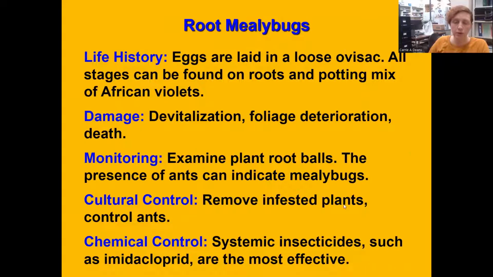And if you do find infestation, obviously remove infested plants and try to use clean soil to make sure that you're not transferring or allowing them to disperse into any other potted plants. But again, systemic insecticides can also be effective for these species. So that could be a good option.